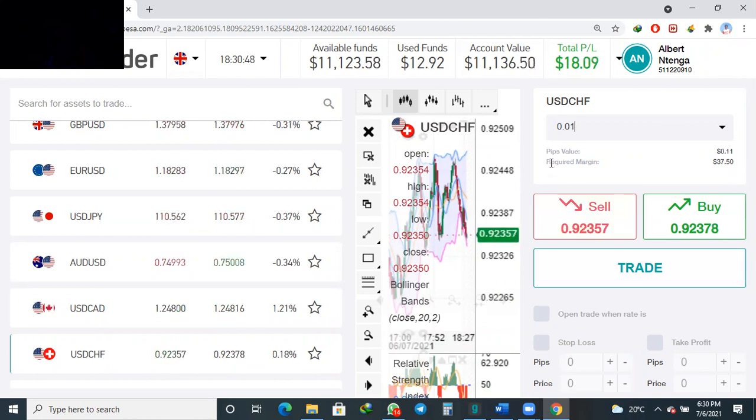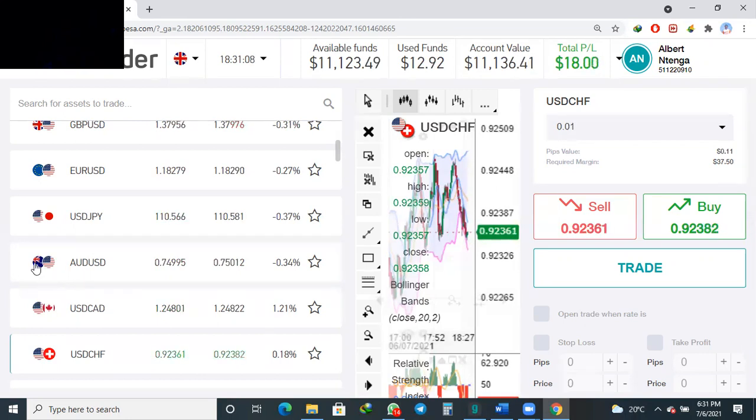So this is just to notify you that before you place a trade, remember to look at the required margin after you place your lot size. So next, let's look at how to place your take profit and your stop loss.